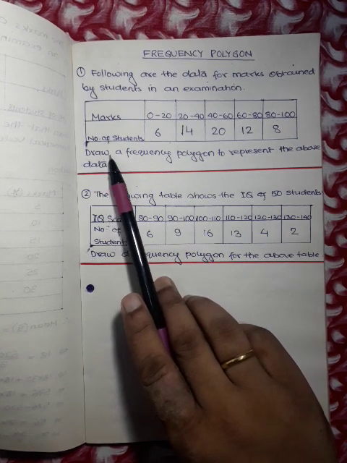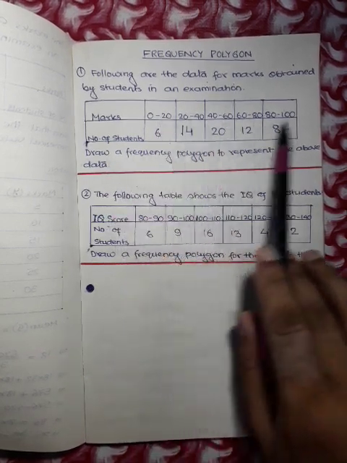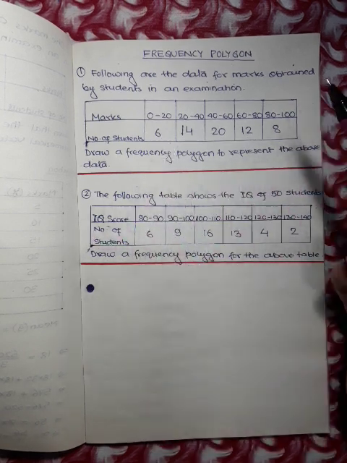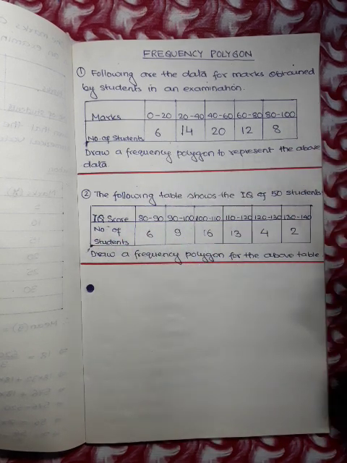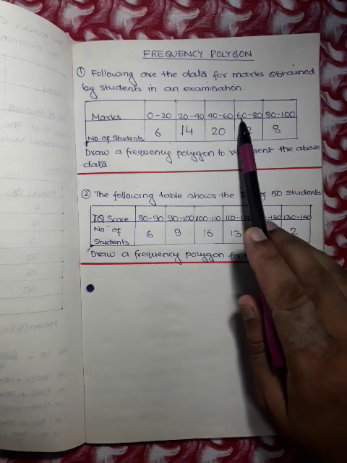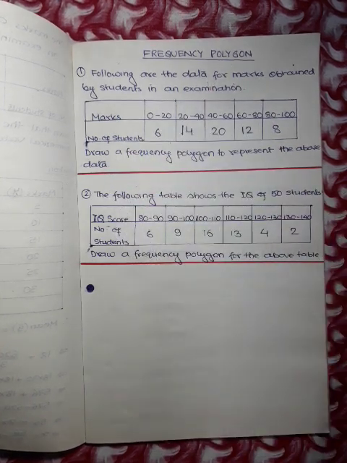Now we are asked to draw a frequency polygon to represent the above data. That means we have to express this in the form of a graph, right? It will be easy for us to understand from the graph the number of students who have scored 80 to 100 marks, or how many students are there who have scored 60 to 80. From a single graph we can easily determine this. So this is a very simple method to understand statistical data.